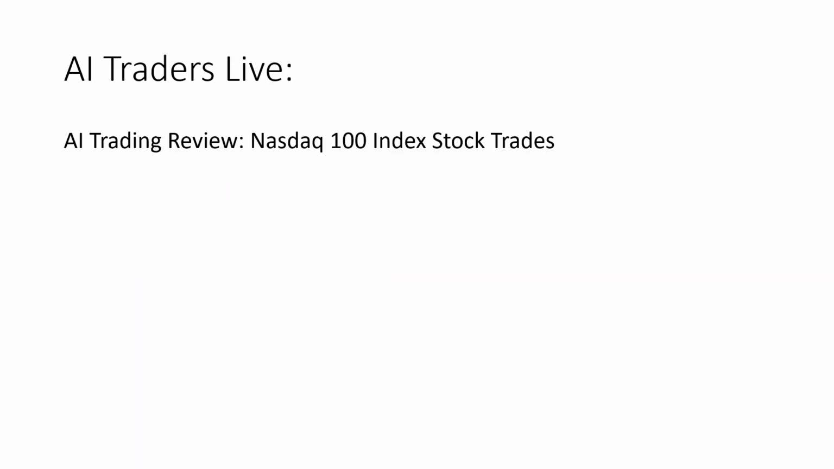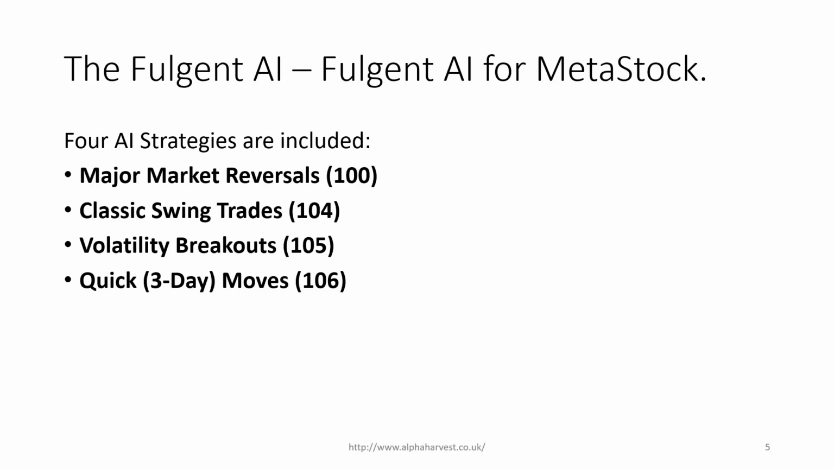Today we'll be covering the Nasdaq100 index constituent stocks. We'll be looking at these stocks from an artificial intelligence trading perspective. We'll apply 4 artificial intelligence trading strategies: major market reversals, classic swing trades, volatility breakouts, and quick 3-day moves. Now, these cater for various trading styles, from short-term swing trades to medium-term holding periods. So there's something for everyone in terms of artificial intelligence trading.